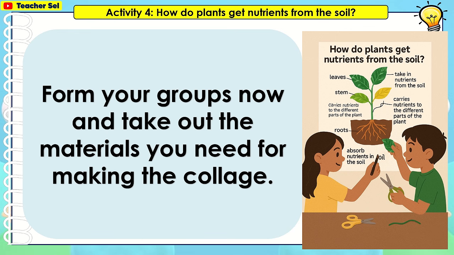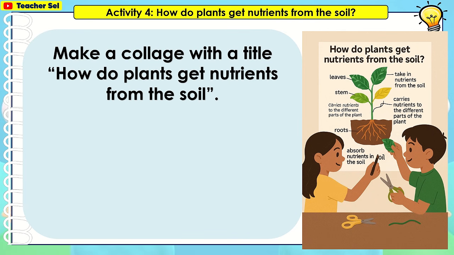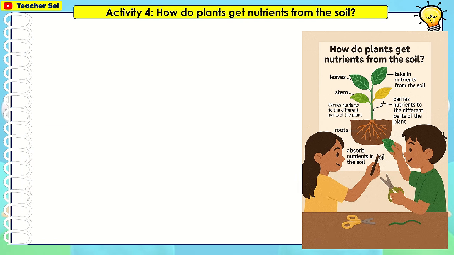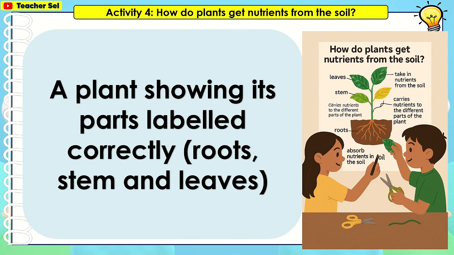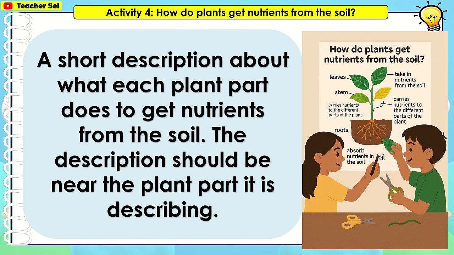Form your groups now and take out the materials you need for making the collage. Make a collage with the title, How Do Plants Get Nutrients from the Soil? Use common household materials to make plant parts. In the collage, you must have the following: a plant showing its parts labeled correctly, roots, stem, and leaves. A short description about what each plant part does to get nutrients from the soil. The description should be near the plant part it is describing.